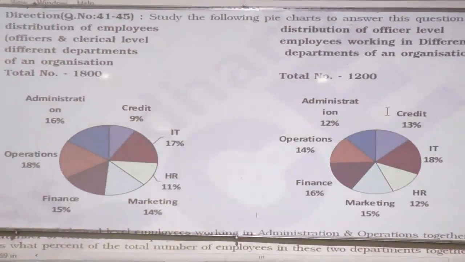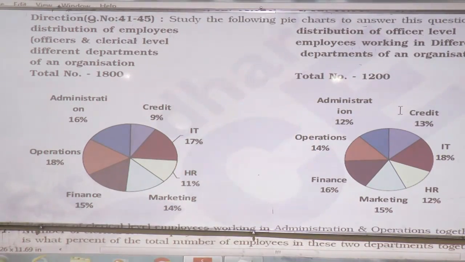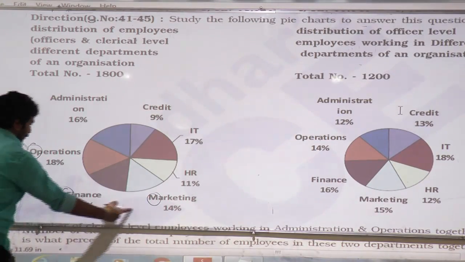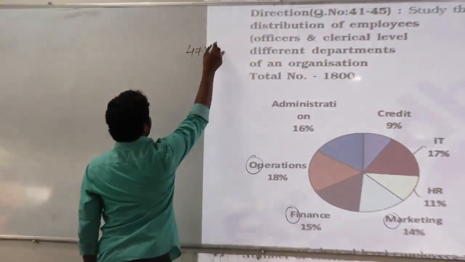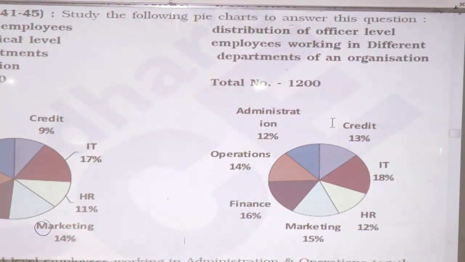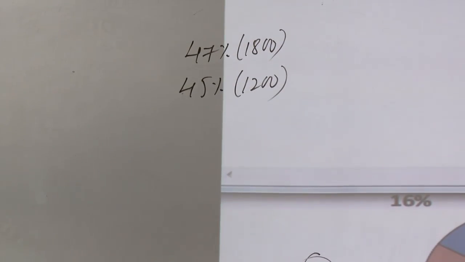What percent of employees working in operations, finance and marketing together are clerical level employees, rounded up to the nearest integer? Right, you are asked about the clerical employees percentage from operations, finance, marketing. Total it is 47%, 47% of 1800. This is about total employees. And officers are 45%. 45% of what? 1200. But you are asked about clerical level employees. First calculate this, then you can get your answer.